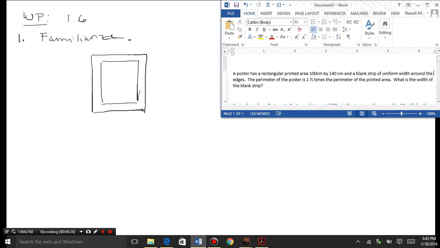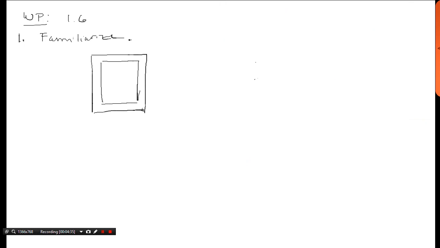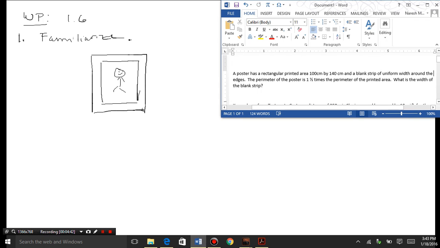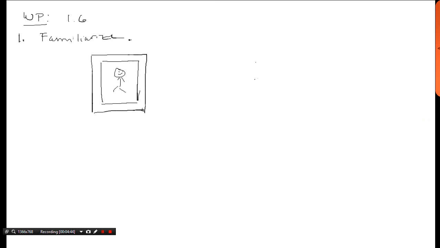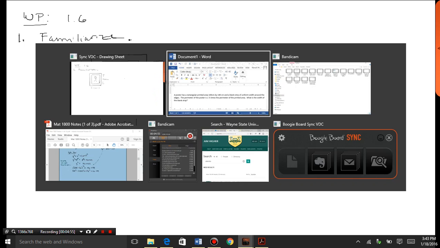Okay, so they say this: a poster has a rectangular printed area of 100 centimeters by 140 centimeters. So this is that rectangular printed area. Right in here, there's a picture. Let me draw something here so you guys know what I'm talking about. Here's me. So that's the poster, and they say that's 100 centimeters by 140 centimeters. So I know from here to here is 100 centimeters, and from here to here, notice I didn't do the entire picture, is 140 centimeters. Okay, let's keep it moving.